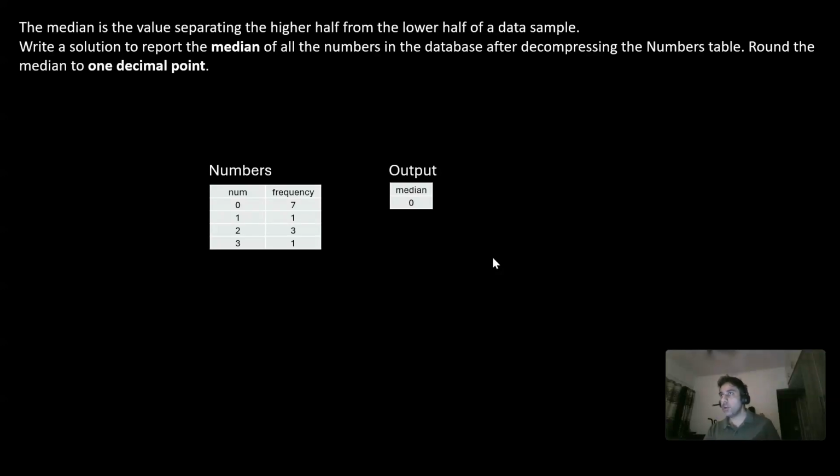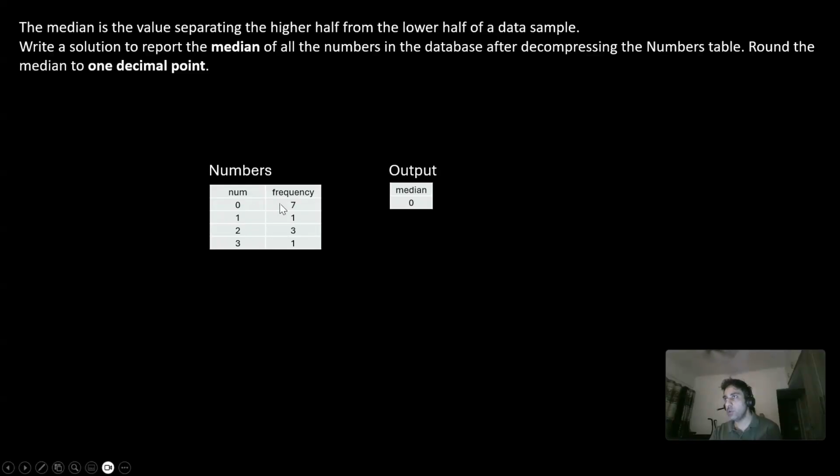All right, so let's see this particular question. In this question, we are given a numbers table and it has two columns, num and frequency. What they mean is that this num column can have different numbers, like over here we have 0, 1, 2, 3. And this frequency tells us how many times this number appeared in a given database, or how many times this particular number is stored in a database.